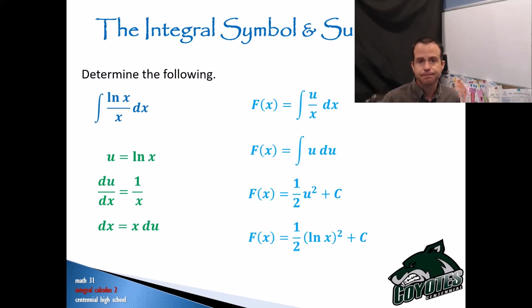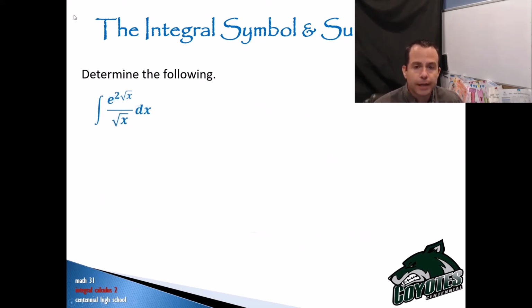Okay? Okay. I've got the integral of e to the 2 root x all over root x. So my u, I'm actually going to make being 2 root x for this guy. So u equals 2x to the 1/2. I forgot the coefficient of 2 there.